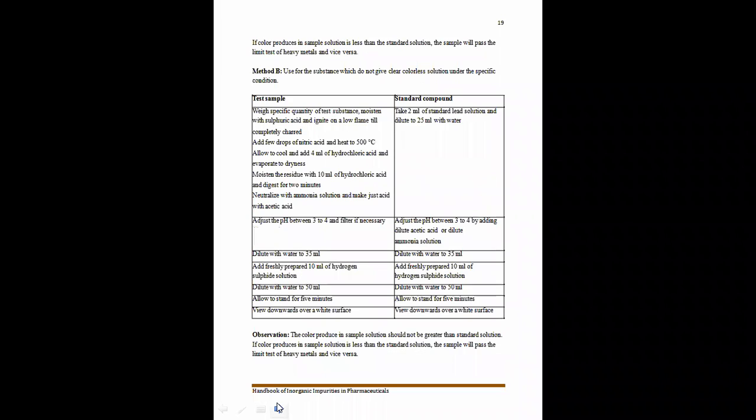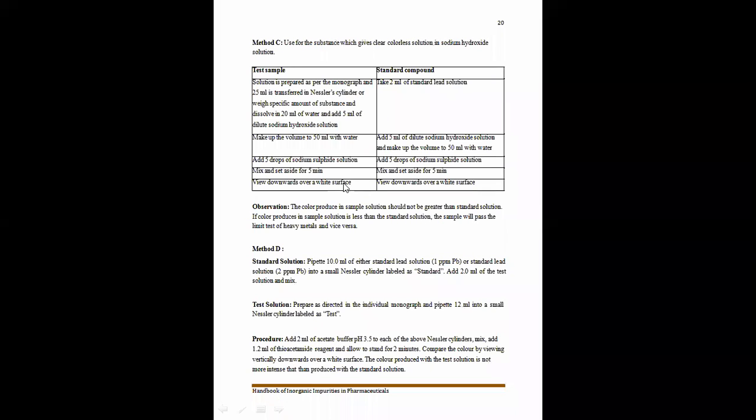What is to be performed in method B? Method B is used for the substance which does not give a clear colorless solution although we follow the specific conditions. So method A, clear colorless solution. Method B will not give a clear colorless solution even after maintaining the specific conditions. What is method C? Method C is used for the substance which gives a clear colorless solution in the presence of sodium hydroxide.